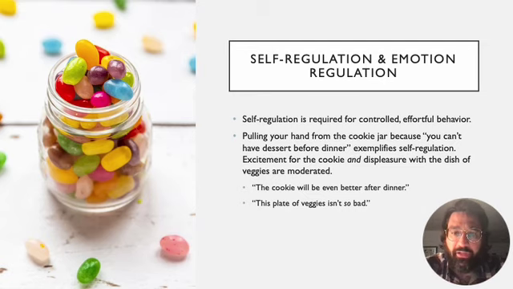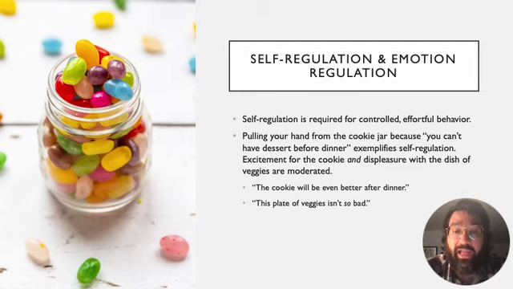We'll talk a little bit about self-regulation again and emotion regulation. These are very important ideas. They were in Module 1. We're going to continue looking at the role of self-regulation and emotion regulation in development. The reason these are so important is that we need to be able to regulate ourselves for controlled, effortful behavior. Pulling your hand from the cookie jar because you can't have dessert before dinner is an example of self-regulation. If a kid thinks, oh, I really want that cookie, but I know I'm not supposed to have dessert before dinner, that's an example of self-regulation.